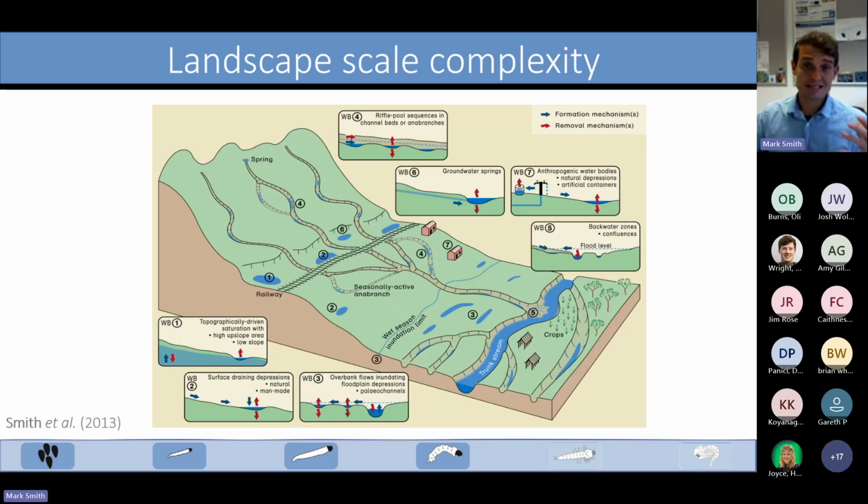Now, we went to Tanzania to do some of this early work, and as part of that, we came up with this conceptual model based on the valley we were working in, about the different types of water bodies that existed in the landscape. So we had these topographically driven saturated areas, classic TOPMODEL type approach, where the water table was intersecting with the ground surface and these puddles were developing. But also you get these small depressions, Hortonian runoff, these small short-lived depressions that exist in the landscape.